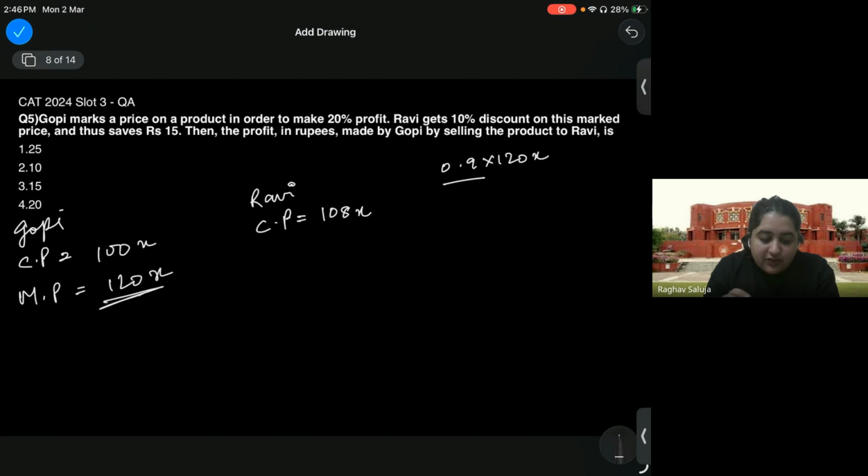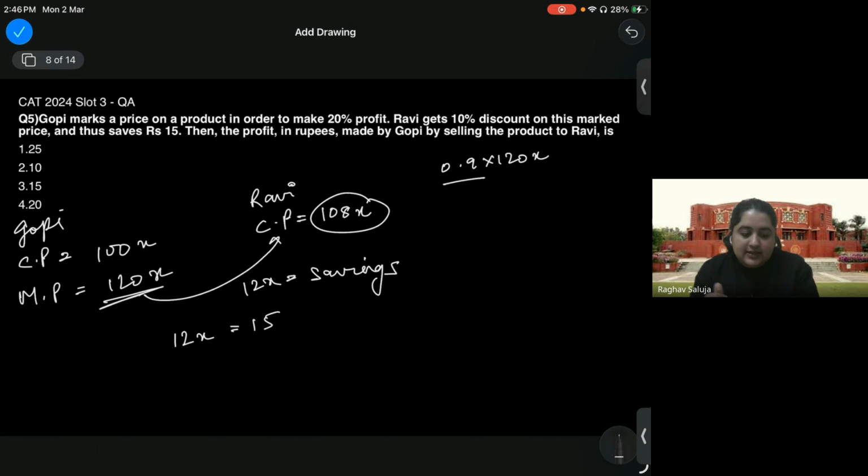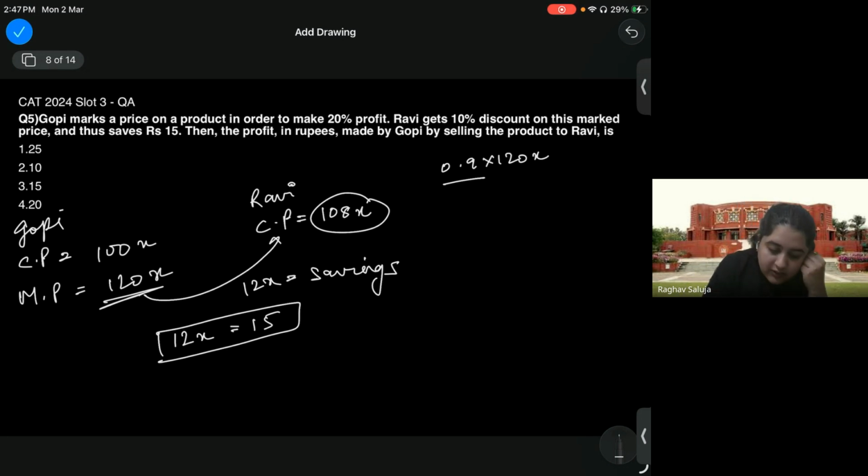And thus saves rupees 15. So basically, the 10%, that is nothing but 12x rupees, is equal to 15, because he has saved 12x by the 10% discount. The question is saying that by saving the 10% amount, that saving is equal to 15 rupees. So 12x will be equal to 15 rupees. Then the profit in rupees made by Gopi by selling the product to Ravi is, so we can say that 4x is equal to 5.